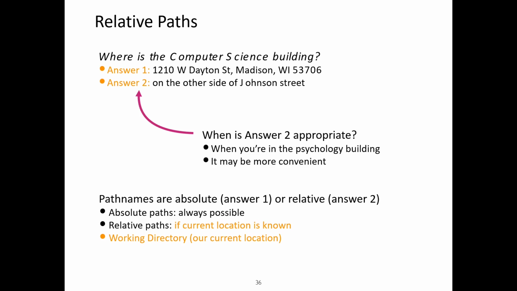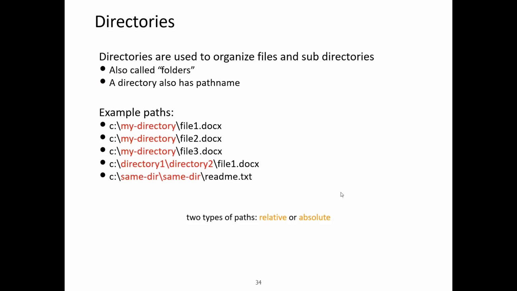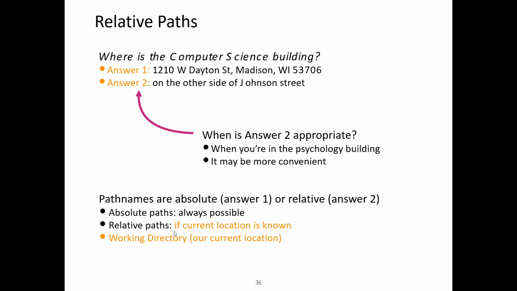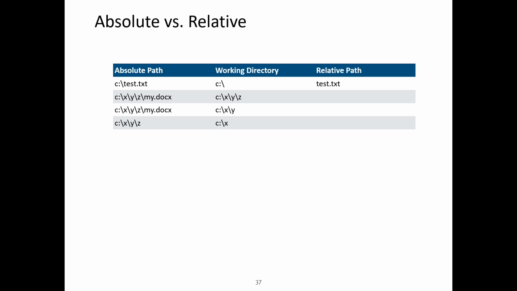So the same thing will happen with path names. We'll see that we have both absolute and relative path names. The absolute paths are always possible. We had some examples on the previous slide right here. These are all absolute path names. And the relative paths are only really good if we already have some information. We need to know where we are. And that where we are is known as the working directory. It's our current location. So let's just take a look at some examples right here.